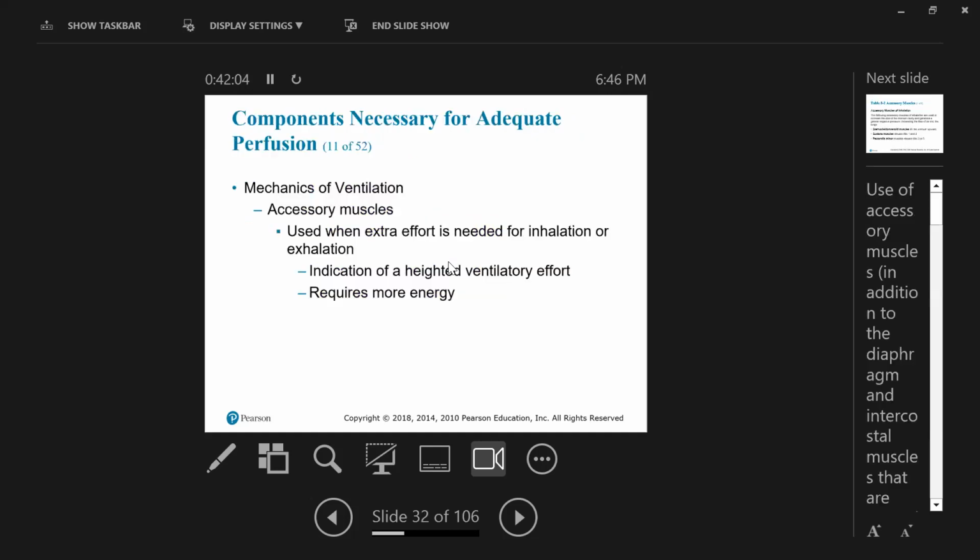Okay, mechanics of ventilation: accessory muscles are used when extra effort is needed for inhalation or exhalation. They're indications of heightened ventilatory effort and require more energy. If you have some type of obstruction or maybe an asthma attack, your body's going to require more energy to cause these muscles to contract and relax, sometimes forcibly relaxing to get air out.